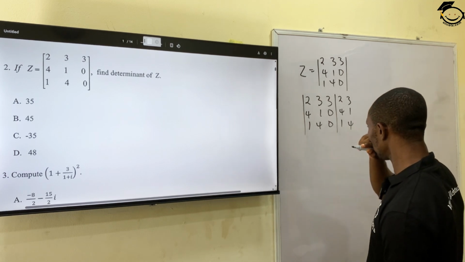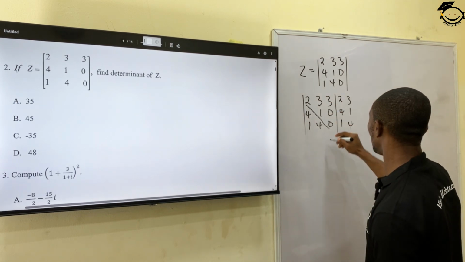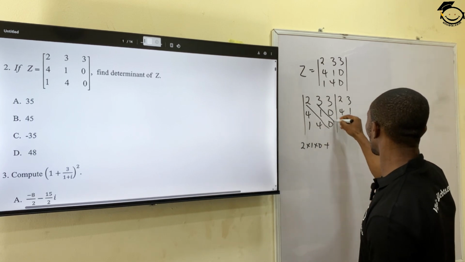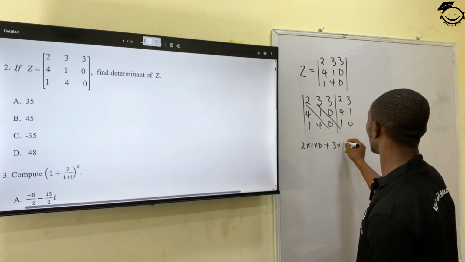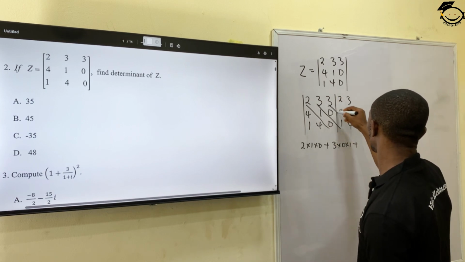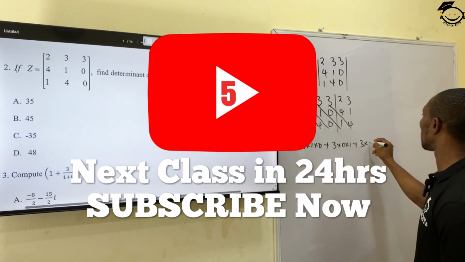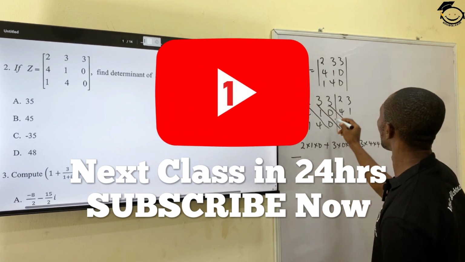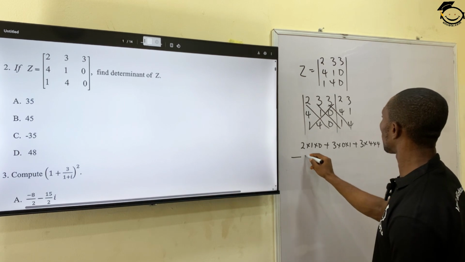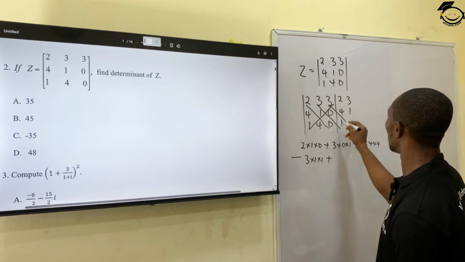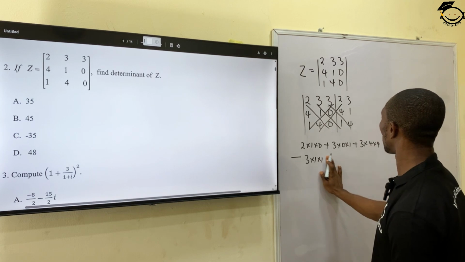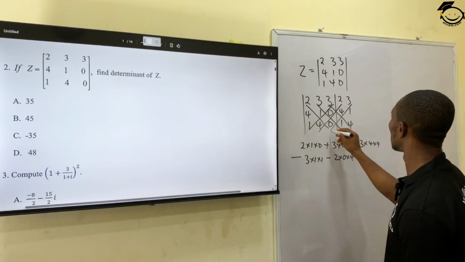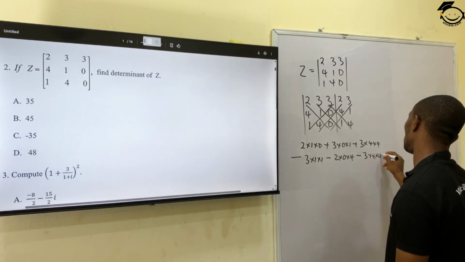Okay, this will now become, multiplying this, we are having 2 times 1 times 0 plus, multiply this, we are having 3 times 0 times 1 plus, multiply this, we are having 3 times 4 times 4. Okay, minus, multiply this, we are having 3 times 1 times 1, plus this, okay, minus 2 times 0 times 4 and minus 3 times 4 times 0.